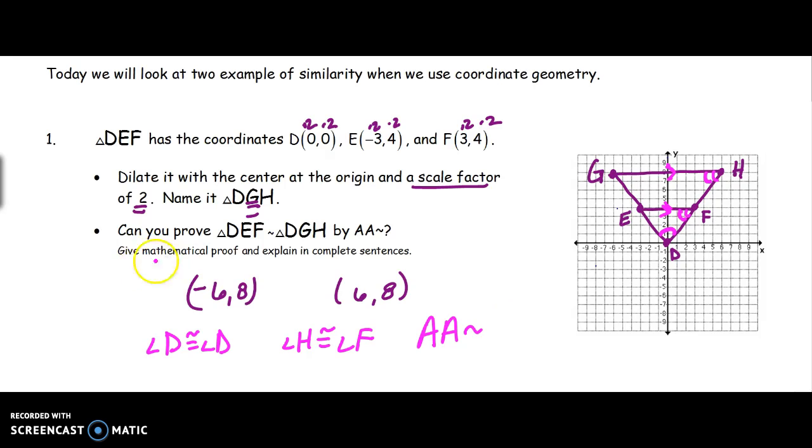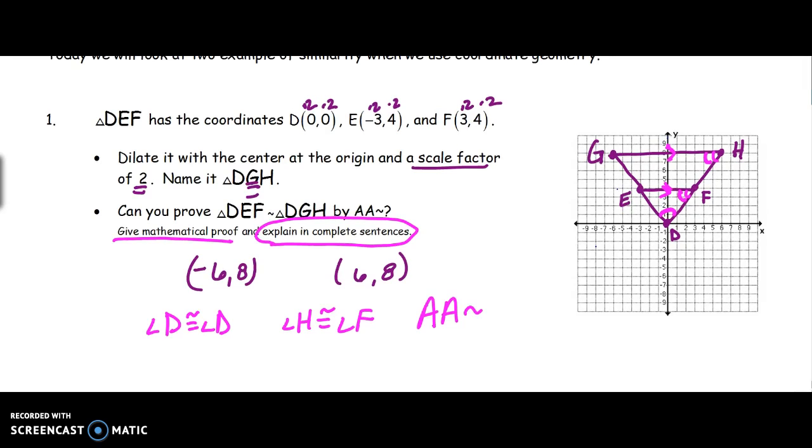Okay, on your homework, what we just did is mathematical proof, by showing the marks and explaining in complete sentences. So I need you to tell me in your homework that these two triangles are similar because, and to give me a sentence.